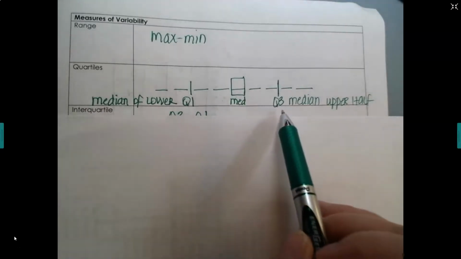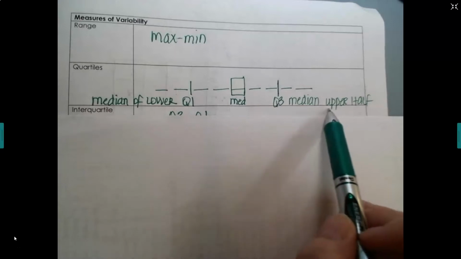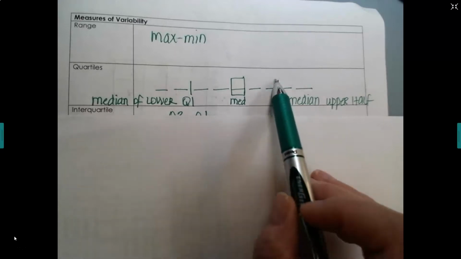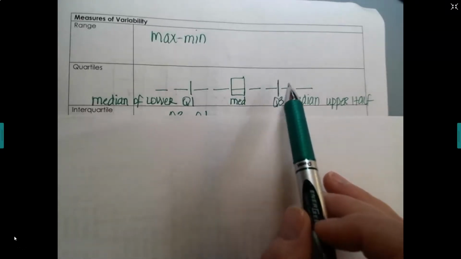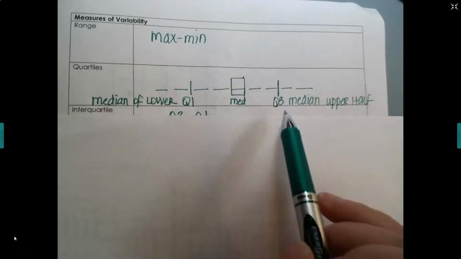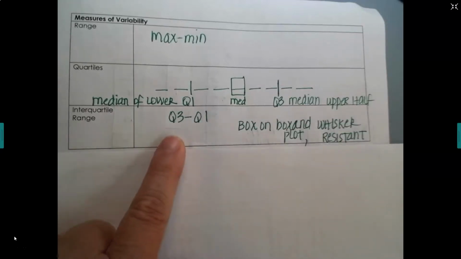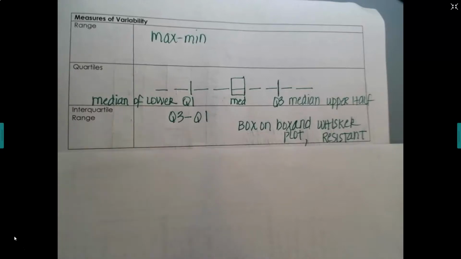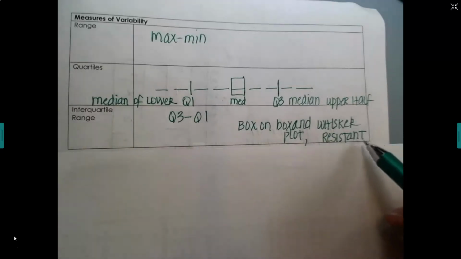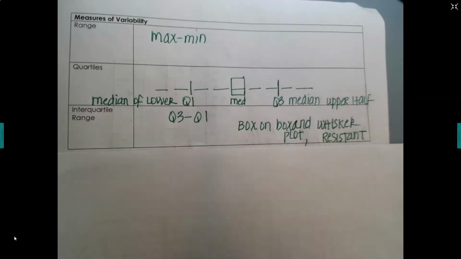quartile. Same with the third quartile, it's the median of the upper half. It's exactly between these 2 numbers, and so we just add those 2 numbers and divide by 2. I'm going to show you how to do it on the calculator in just a second. Your interquartile range is Q3 minus Q1. It's the box on a box and whisker plot. It's resistant to outliers because it's made up of medians, and medians are resistant to outliers.